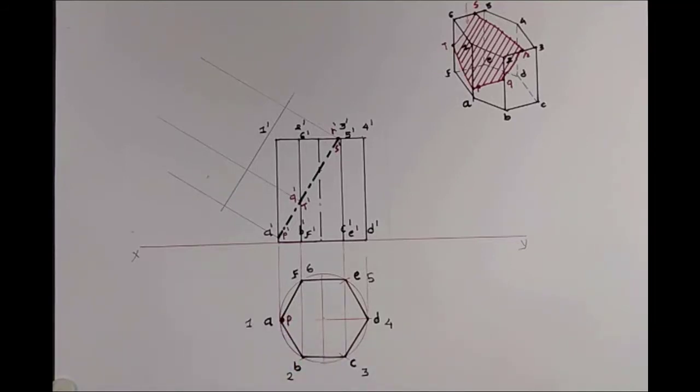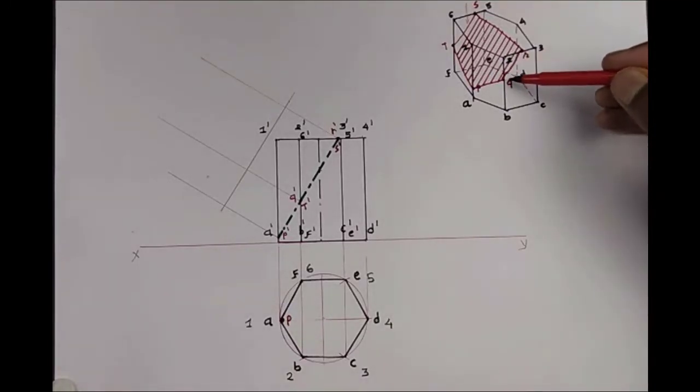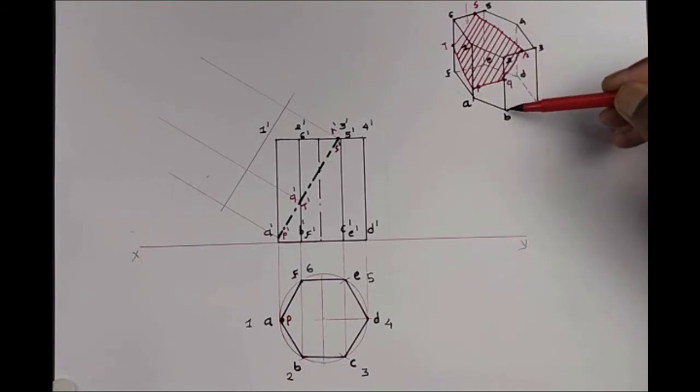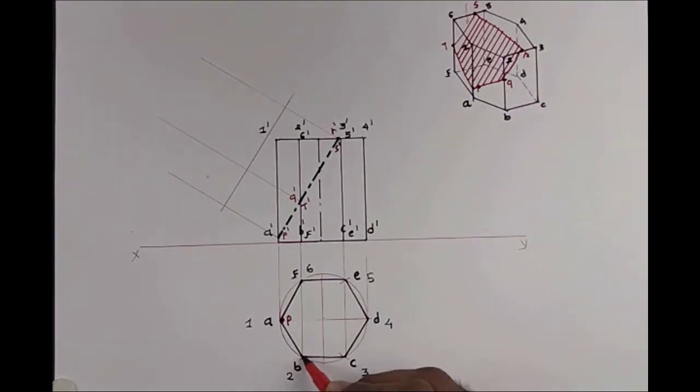Similarly, here the vertical edge of the face is going to be cut. So your Q point, the plan of Q, appears at B. So I mark the Q point.